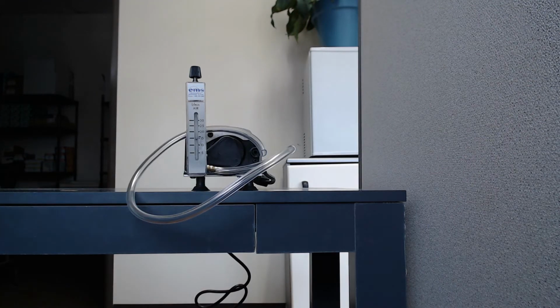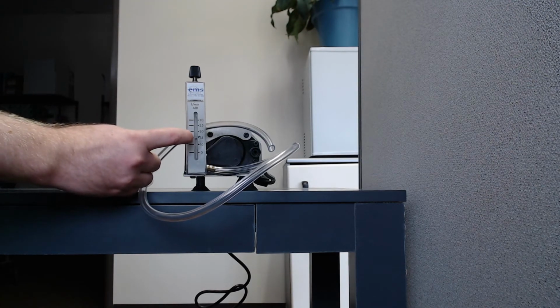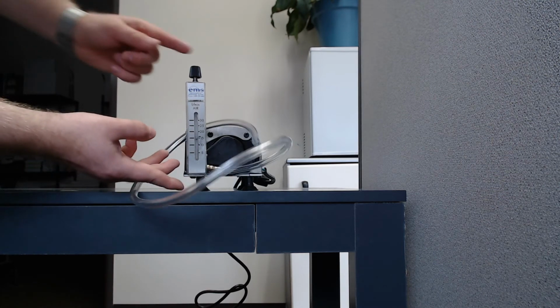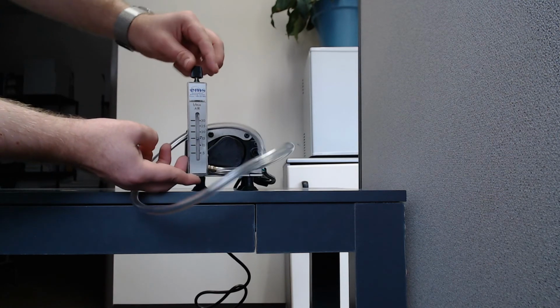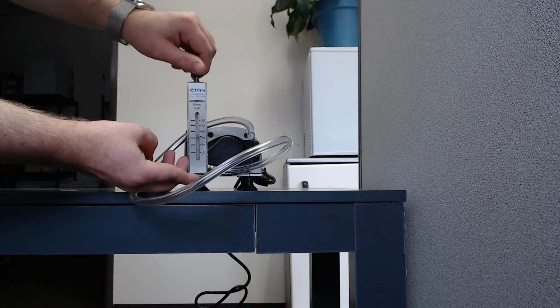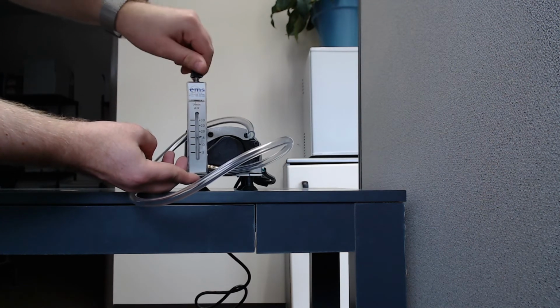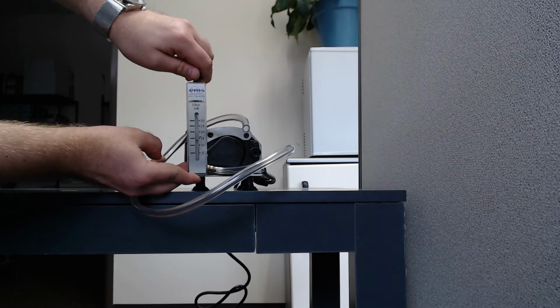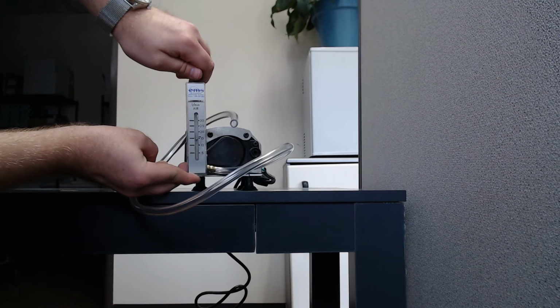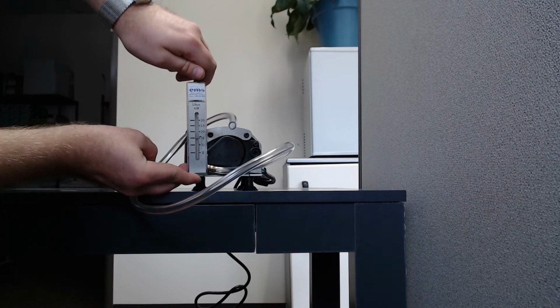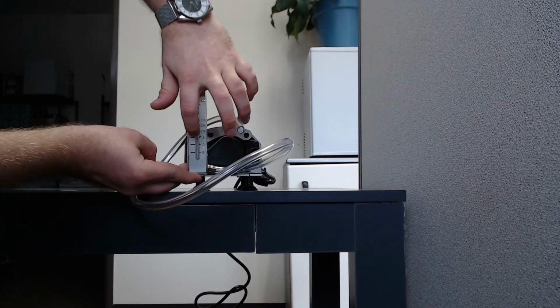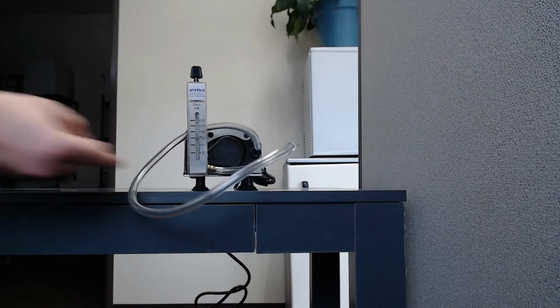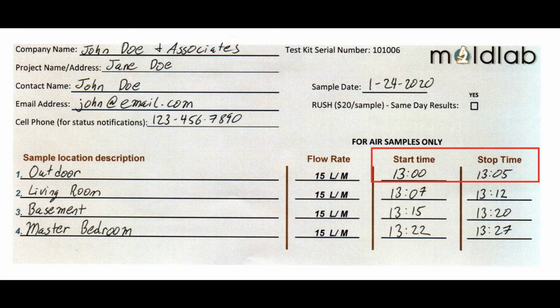Step 5. Adjust the flow rate of your pump to 15 liters per minute using this black dial. The center of the bead on your rotometer should be on the line. This is the recommended flow rate for the air cassettes provided with your kit. Bear in mind that bumping or moving the pump may change the flow rate. The flow rate is also affected by the presence of the cassette, so it's important to adjust the rate after the cassette is attached.